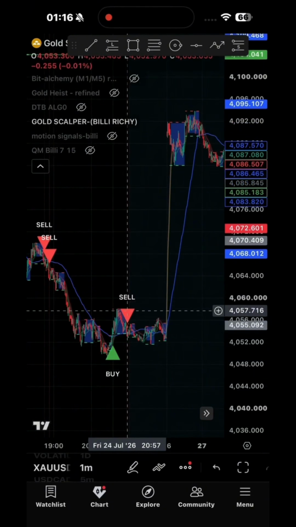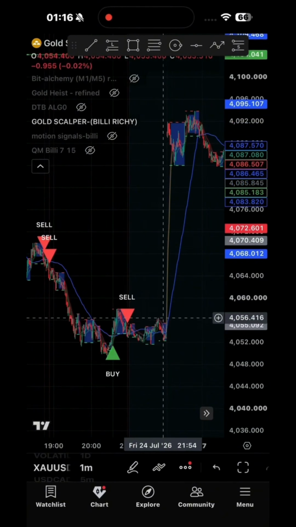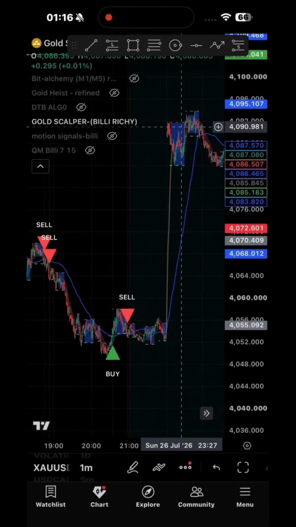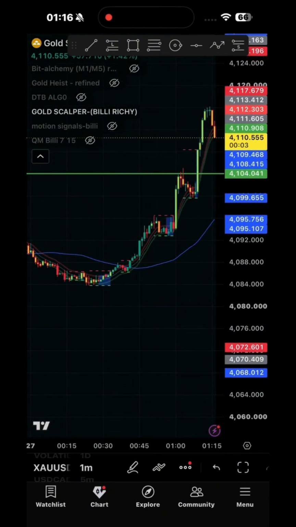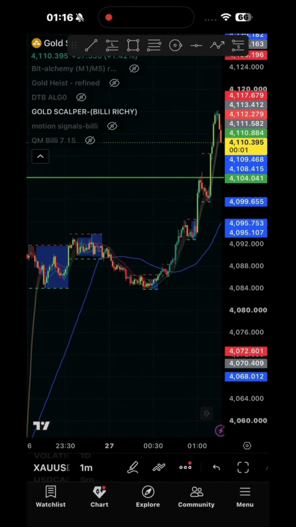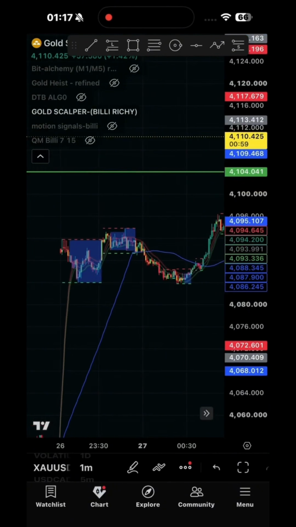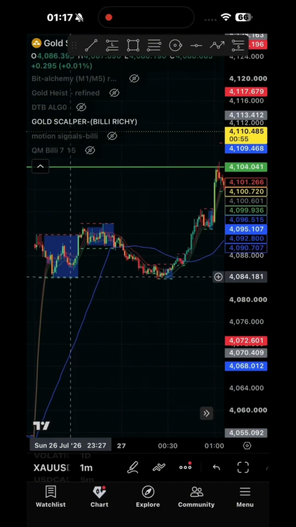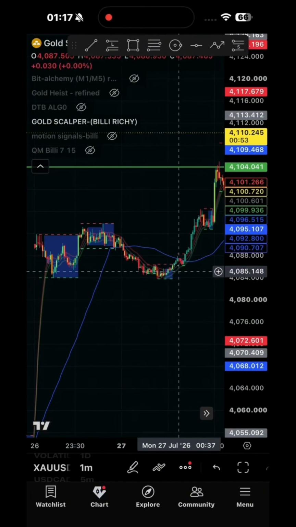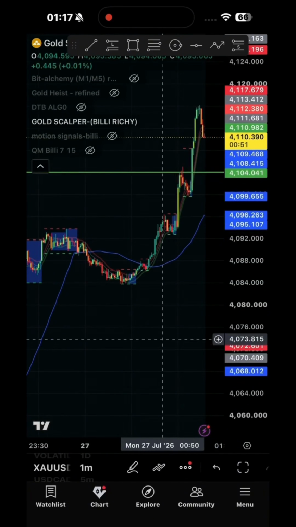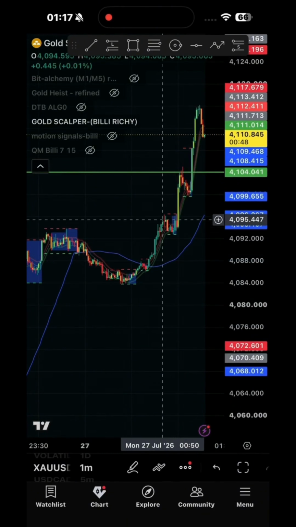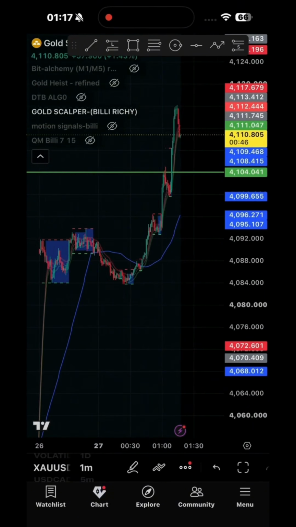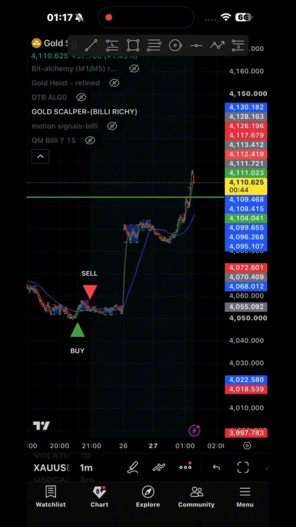I was just watching, and then when the market opened, there was a heavy spike to the upside. After the spike, I was just observing to look for a possible trade entry. Then the market started consolidating, came down here, and then it started going up. But before it went up, there was a breakout here, which I showed you guys.